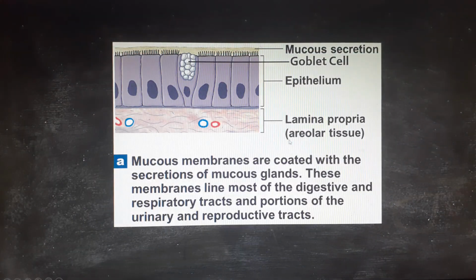So here is a layer of simple columnar epithelium. Here's our goblet cell. And then the lamina propria, the areolar tissue just underneath. This is the makeup of a mucous membrane. The goblet cell produces the mucus. So we have a simple columnar with a connective tissue lamina propria. Now we have a tissue membrane.